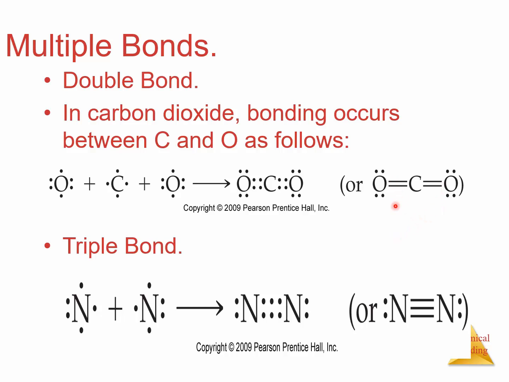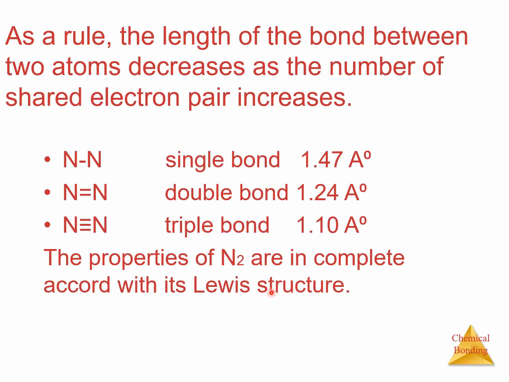4 electrons. However, a triple bond corresponds to the sharing of 3 pairs of electrons, such as in the N2 molecule, as you can see here. Now, because each nitrogen atom has 5 valence electrons, 3 electron pairs must be shared to achieve the octet configuration. Now, the properties of nitrogen are in complete accord with its Lewis structure.